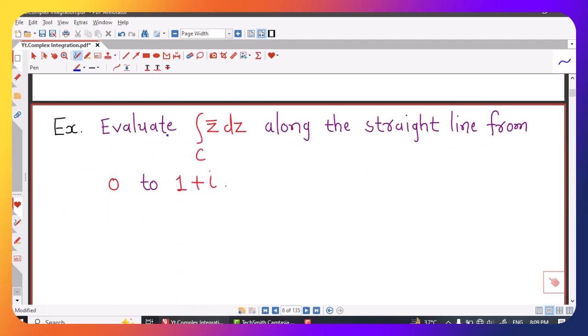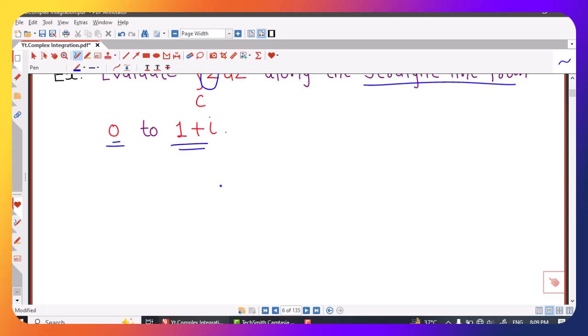Here I am asked to evaluate the integral of this function, which is f of z equal to z bar, along curve C, which is the straight line from z equal to 0 to z equal to 1 plus i. So first we write down the given function, which is z bar.